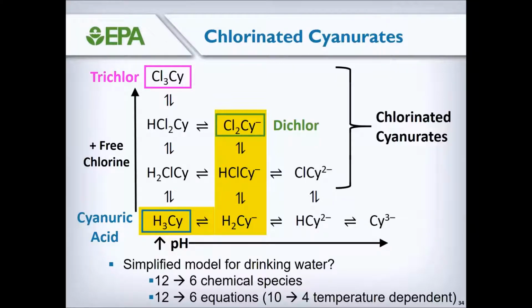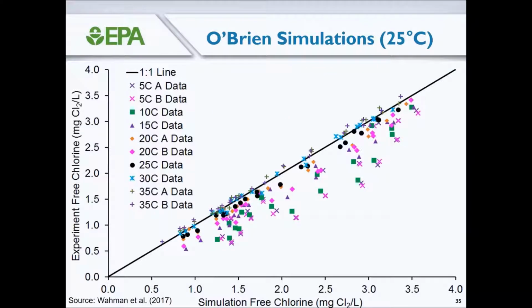And so I just want to briefly show you some results of what we've been doing with this. So we did a bunch of experiments where we made various solutions by combining different concentrations of free chlorine and cyanuric acid at various pHs. And we repeated these experiments in a temperature-controlled chamber at every 5 C increment from 5 to 35 C. And so what I'm showing here are the experimentally determined free chlorine concentrations.